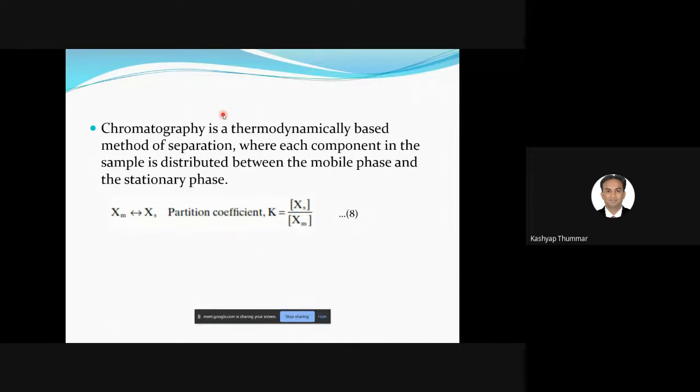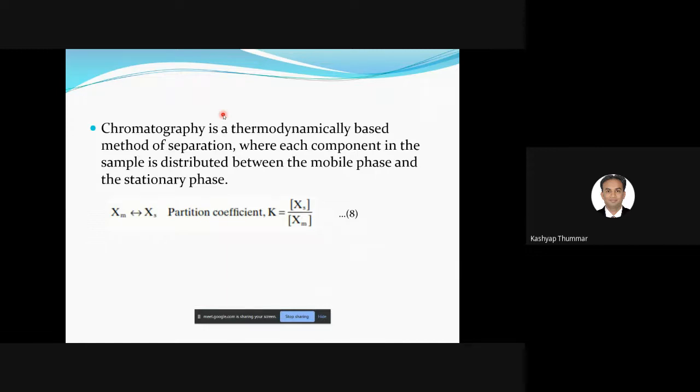So chromatography is a thermodynamically based method of separation where each component in the sample is distributed between the mobile phase and the stationary phase. The sample distributed in the stationary phase is called XS, and the distribution in the mobile phase is XM. The principle of liquid chromatography is the partition coefficient.